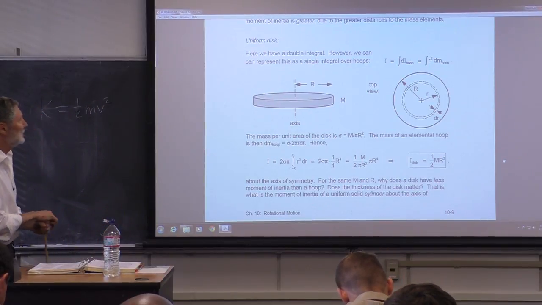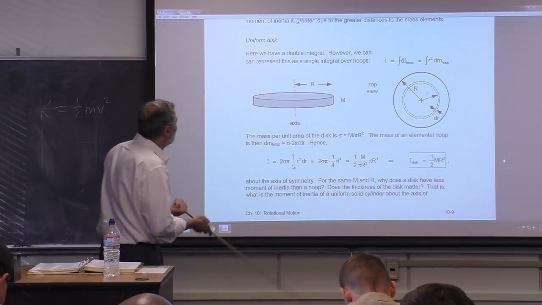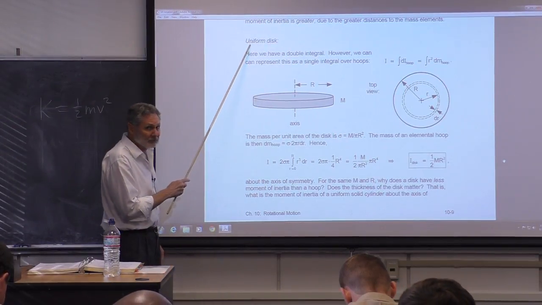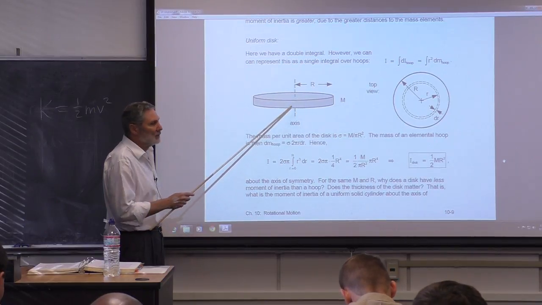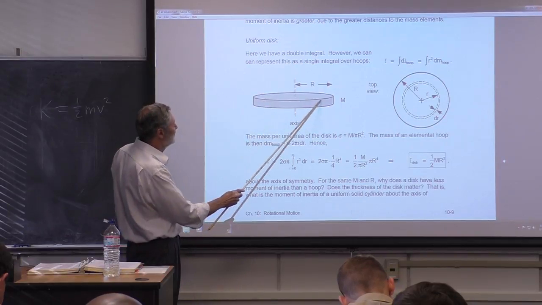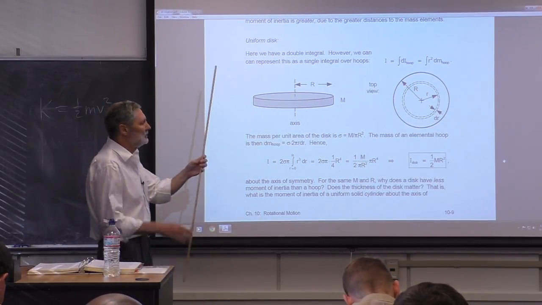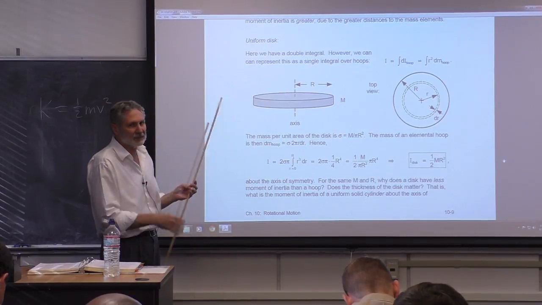So the disk is going to be an important object for us. We're going to take it to be a uniform disk. Right? It's not loaded. Its density is constant. Its mass per unit volume is constant. Total mass m. It's got some radius, and we're going to find the moment of inertia about the axis of symmetry right here.